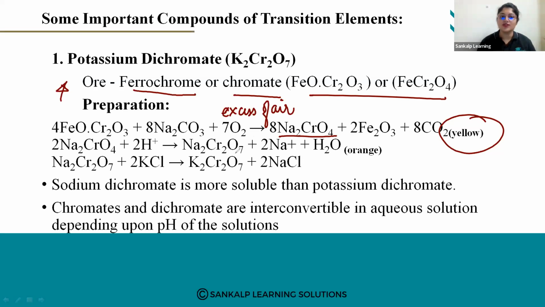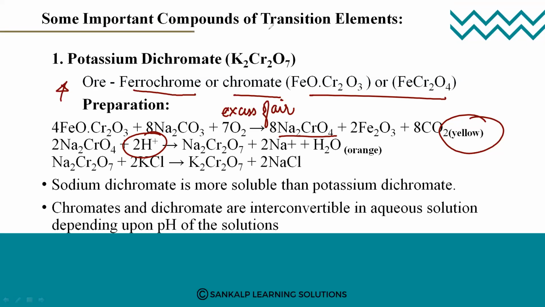Now this yellow solution of sodium chromate is filtered and acidified. Acidified means you are adding acid here. Which acid? Sulfuric acid can be added. You are acidifying the solution with the help of sulfuric acid, and you get sodium dichromate. So your sodium chromate is converted to sodium dichromate. This turns the solution orange color.